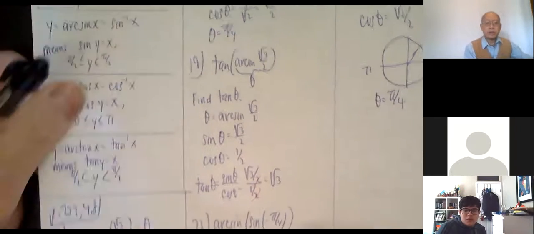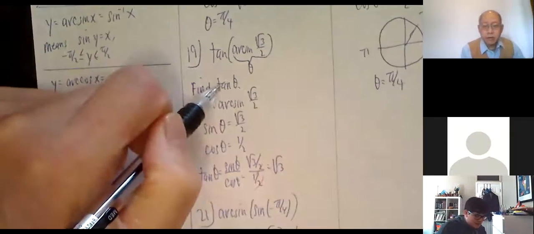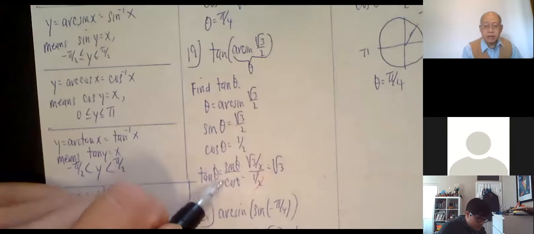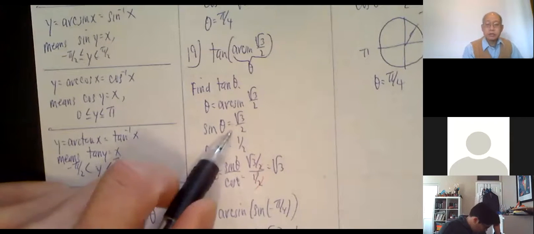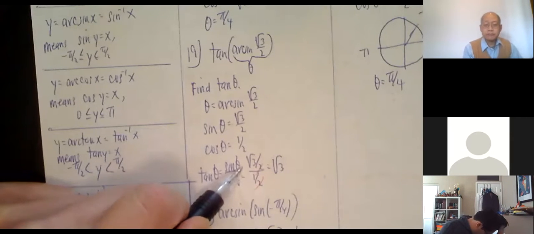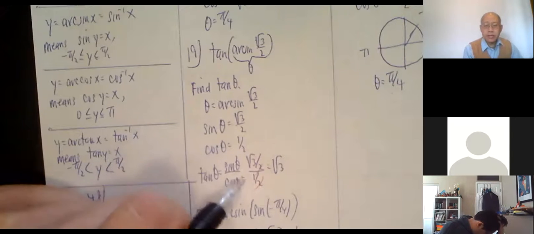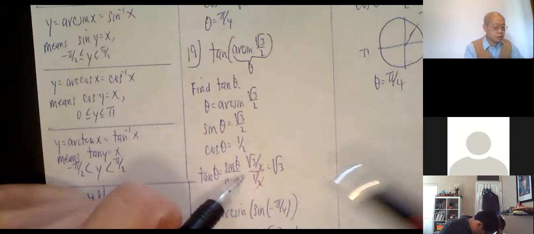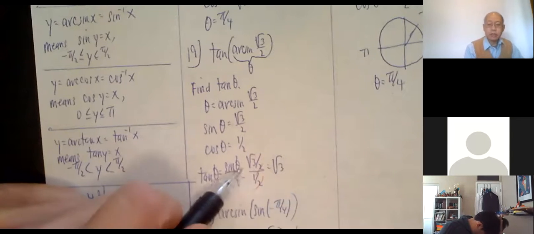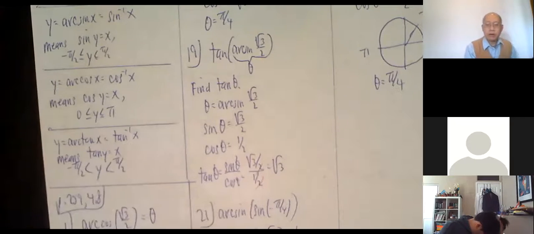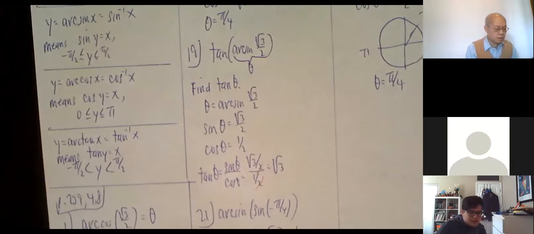All right, so tangent theta is ultimately what I'm looking for. Tangent theta is sine theta over cosine theta. So the sine is radical 3 over 2. Cosine theta is a half. And of course, I showed you that trick before. You can just cancel the 2's. So you have radical 3 over 1 or radical 3. And that's my answer.